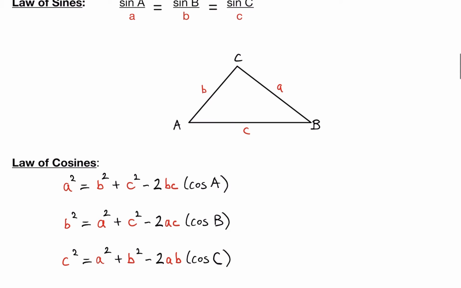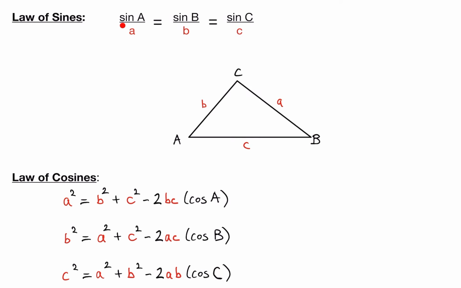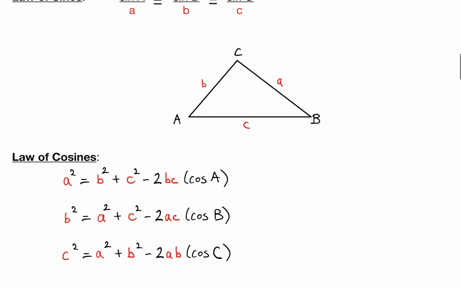So the law of sines says sine of A divided by A is equal to sine of B divided by B is equal to sine of C divided by C. All these big letters are angle measures, and the ones in red are the lengths of the sides of the triangle. And then the law of cosines, which is a little bit more complicated.